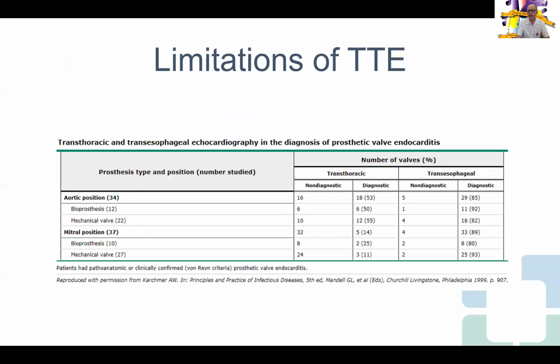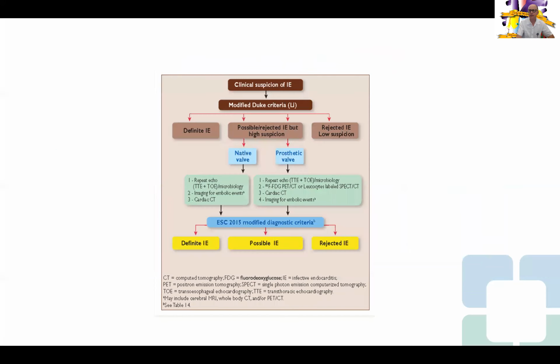Limitations of TEE, again, seen here in a table form. Again, you can see here the high diagnostic yield of transesophageal echo, talking about 80 to 90% diagnostic yield versus low teens to mid 50s for transthoracic echo, whether it's in the aortic or mitral position.